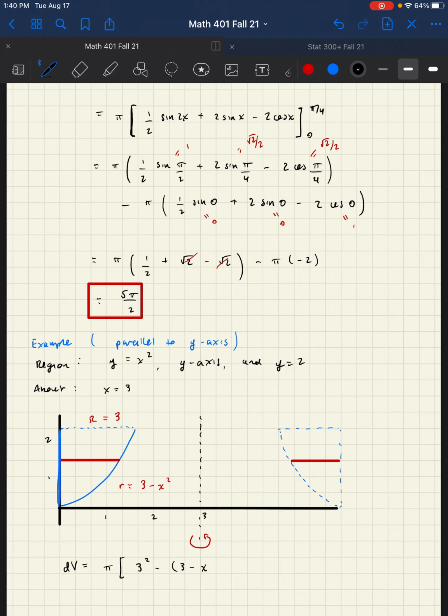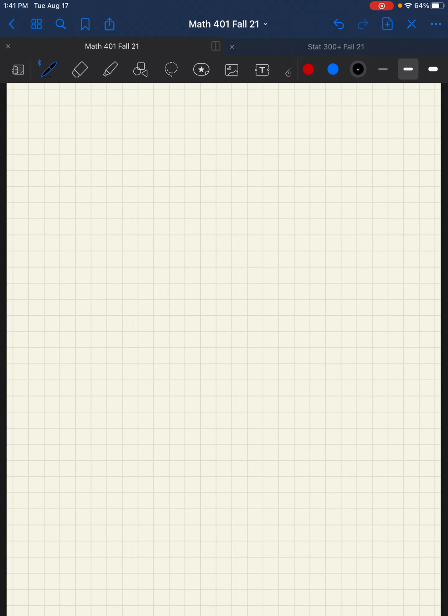And so what we end up with is our dV is going to be pi times 3 squared minus 3 minus, oh, and of course we have to write this in terms of y, so hang on, pause. If we're going to be writing it in terms of y, it's going to be x equals square root of y. Yeah, okay, here we go. Then we have 3 minus square root of y, squared, dy, and that is the infinitely thin washer that we're actually going to draw out. Okay, then on the next page we'll actually do the calculation.